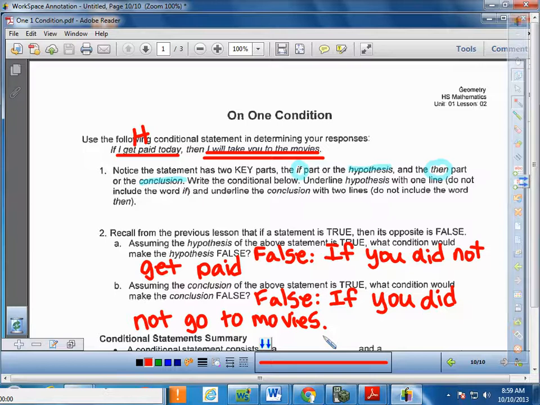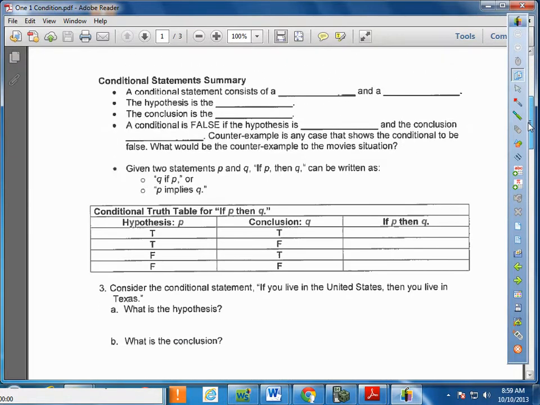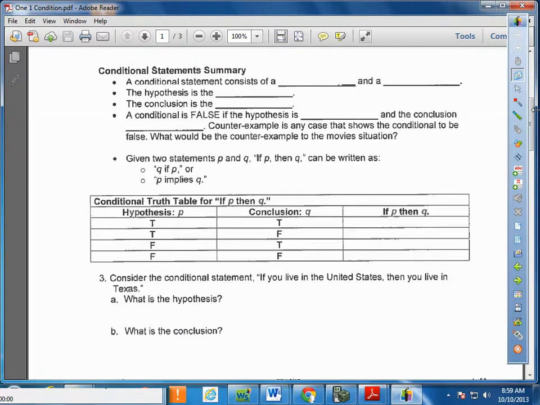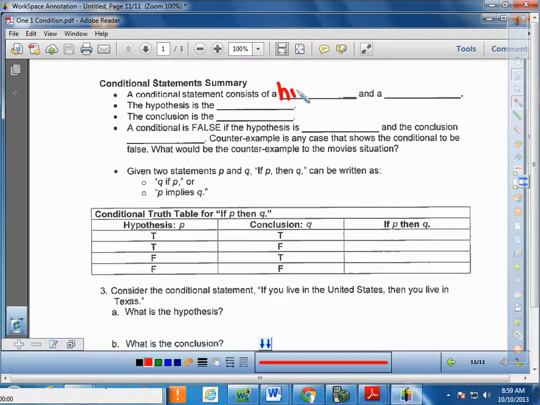Right, conditional statements summary, the next part. A conditional statement consists of a hypothesis and a conclusion. So you need to write the word hypothesis here, and the word conclusion here. The hypothesis is the if. The conclusion will be the then.